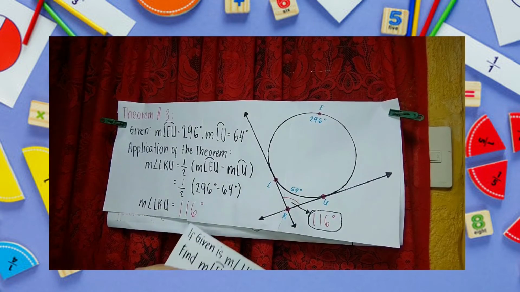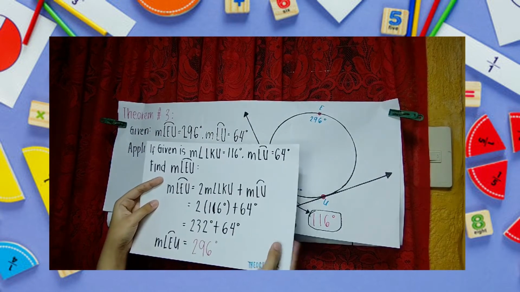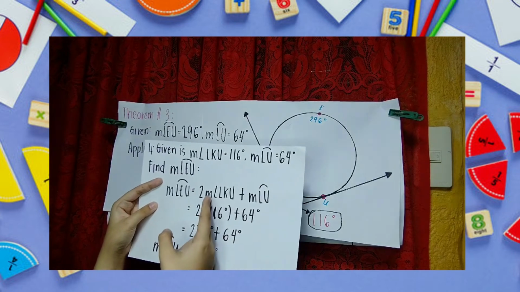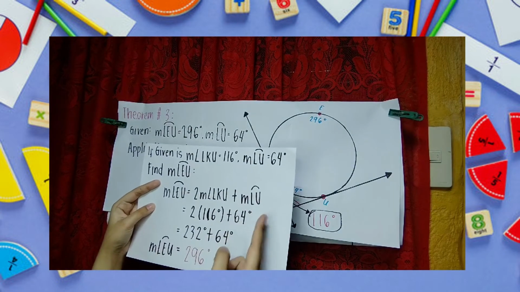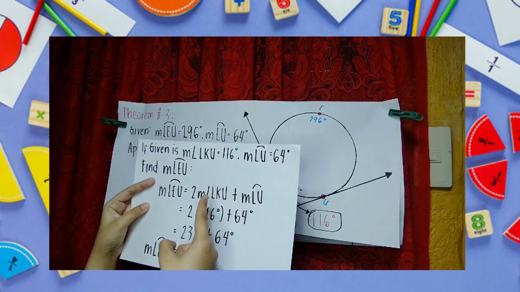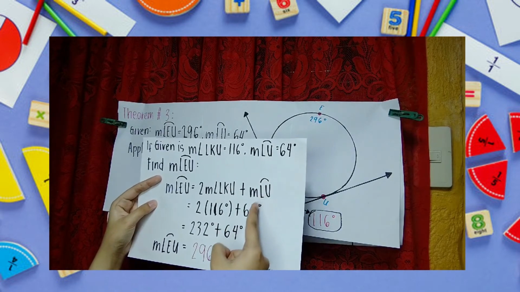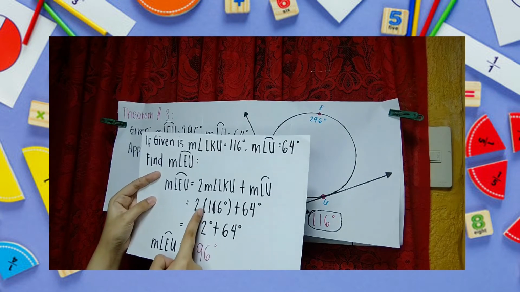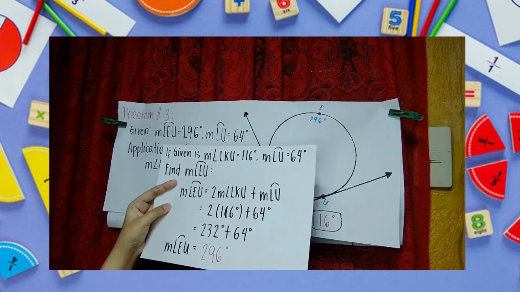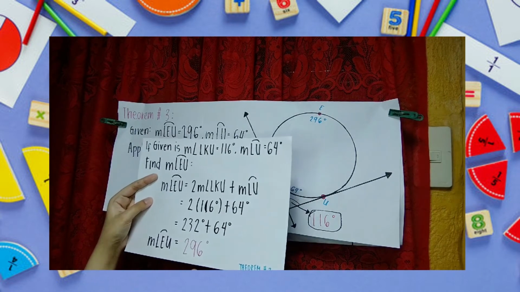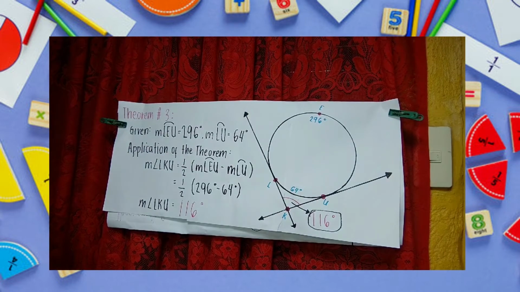So again, what are we going to do if the missing measure is arc LEU? We're just going to add the product of angle LKU and 2 to the measure of arc LU. The measure of angle LKU is equal to 116 degrees, and the measure of arc LU is equal to 64 degrees. And 116 times 2 is equal to 232, plus 64 degrees, which will be equal to 296 degrees. And now the measure of arc LEU is 296 degrees.